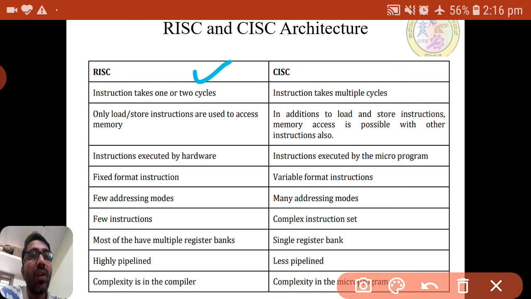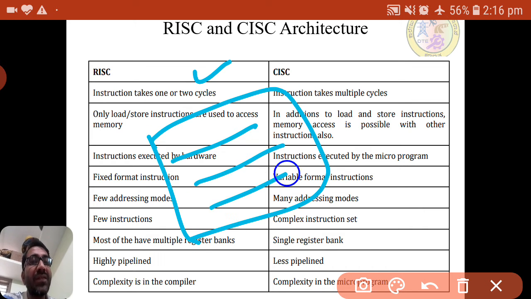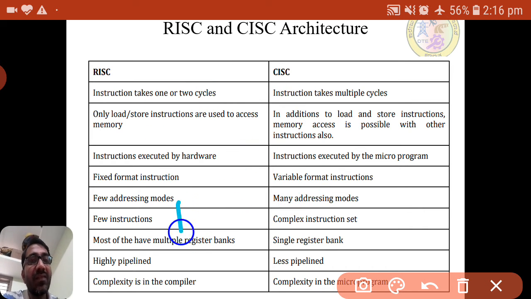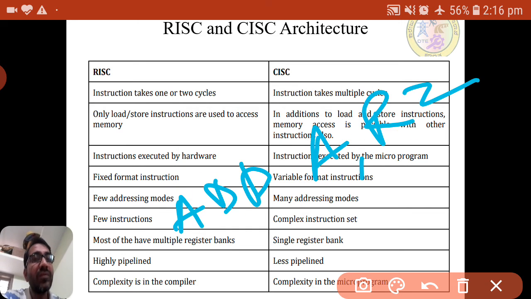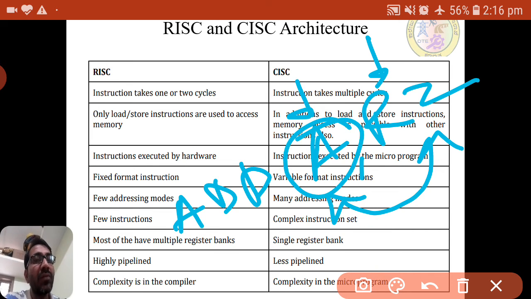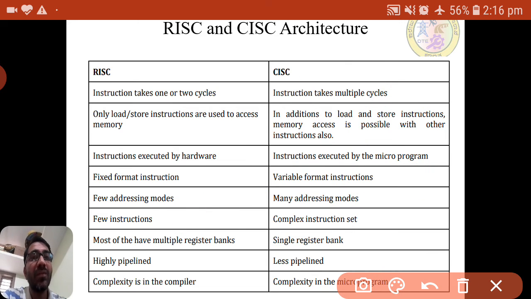Instruction takes 1 or 2 cycles. What do we mean by cycle? What is an instruction, basically? As we know, a program consists of a set of instructions. For example, ADD A, R2. It will add the contents of A and R2 and the result will be stored back in A. So basically it is an add operation. This is one instruction, and the particular instruction will take less time for execution.